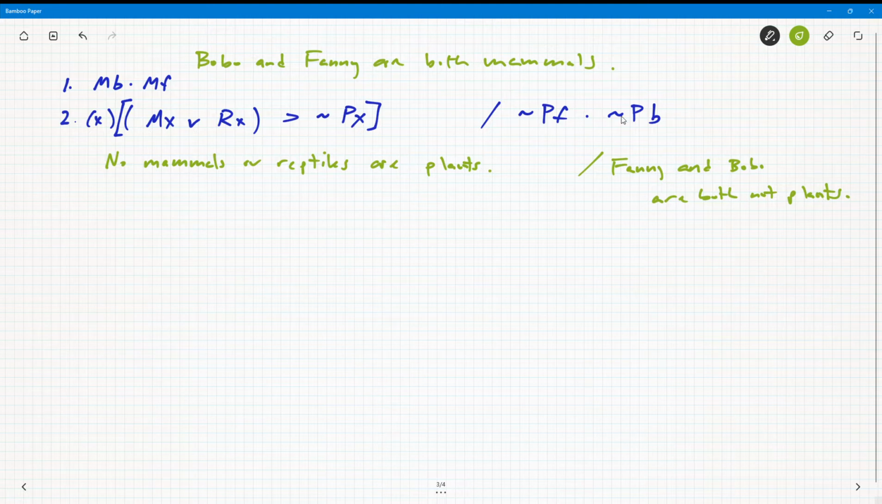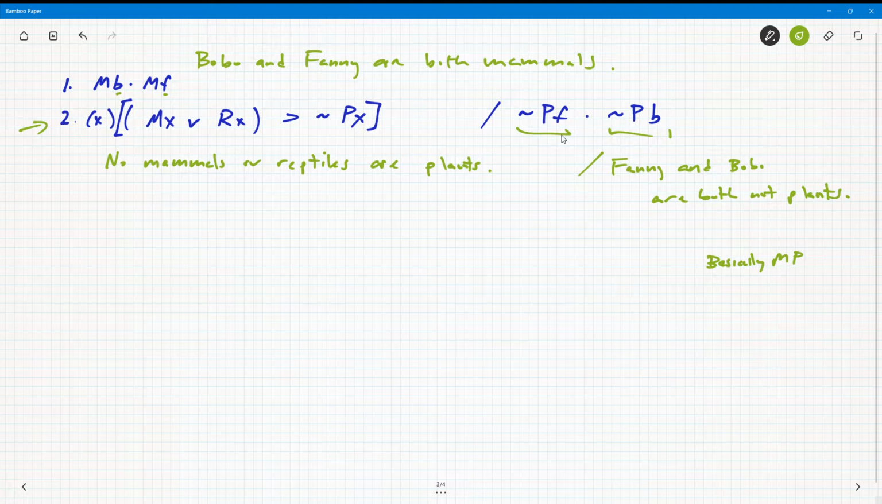Because here, of course, we see that basically this is kind of like a modus ponens proof. Premise 2 makes the claim for all individuals that if they're either a mammal or a reptile, then they're not a plant. So since Bobo is a mammal, then Bobo's not going to be a plant. And since Fanny's a mammal, then from premise 2, we're going to know that Fanny isn't a plant either.